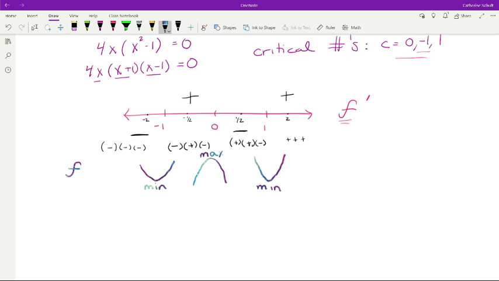So we can say that x equals, or let me rephrase that. I'm going to say there's local minimums at x equals -1 and 1, and then there's local maxes at x equals 0, okay?